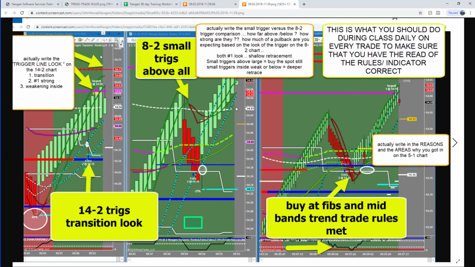So here's what I need from you. I need you to do a trade, and I need you to write on the chart 3 simple things. What was the look of the 14-2 triggers? What was the look of the 8-2 triggers? And where did you get in? Name the support or resistance areas that you got in from. Is that really a lot? That's not a lot to ask, is it? All I want is one little picture with why you did what you did, and it can be super, super short and sweet.